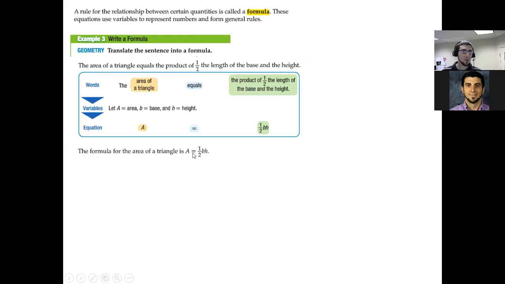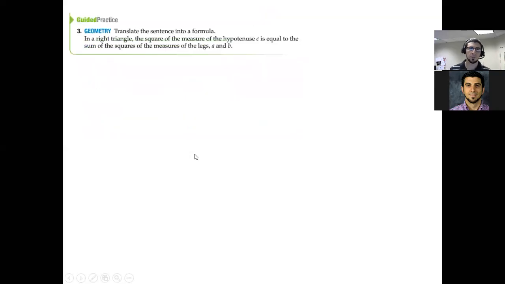You probably already know that formula, but if you didn't know it and you heard it in words as a sentence, this is how you would translate it. Okay? So here's one for you to try. Go ahead and pause the video and hit play when you're ready. All right. So in a right triangle, the square of the measure of the hypotenuse C is equal to the sum of the squares of the measures of the legs A and B.